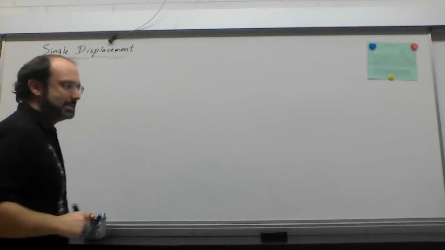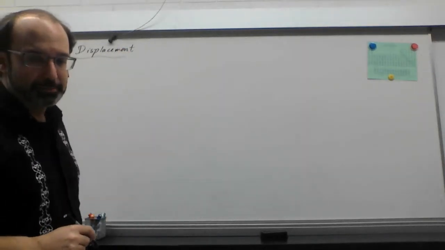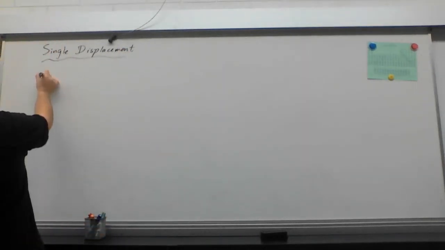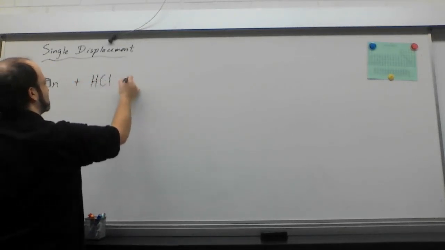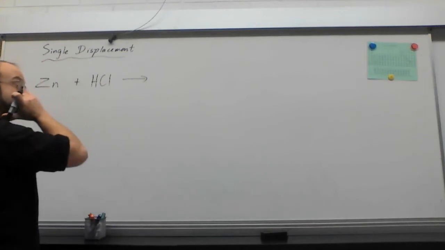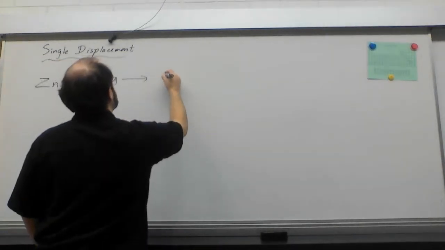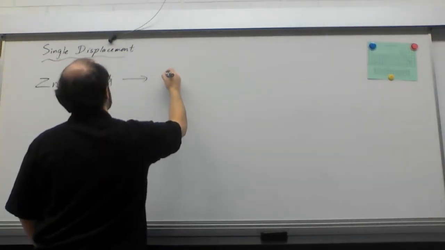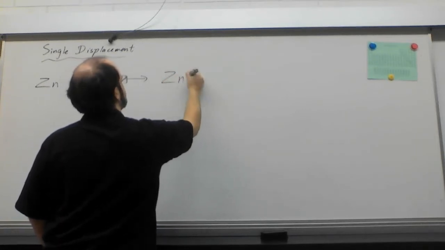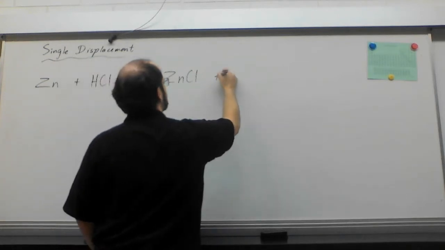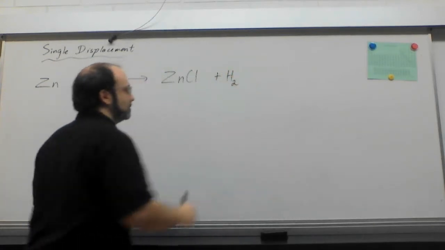Well, it's exactly what it says on the label. You've got something like, say, zinc plus some good old hydrochloric acid. Normally I would get you guys to do this experiment in the lab, and then we would be able to talk about it. And when you do that, you're going to get zinc chloride plus H2.